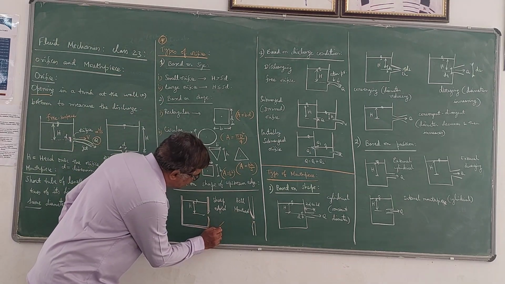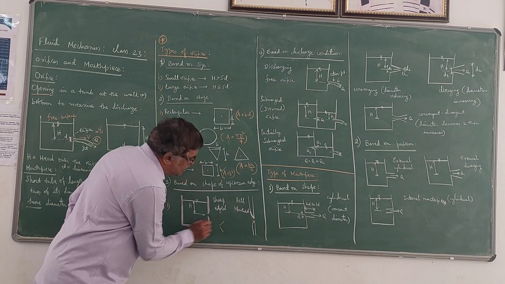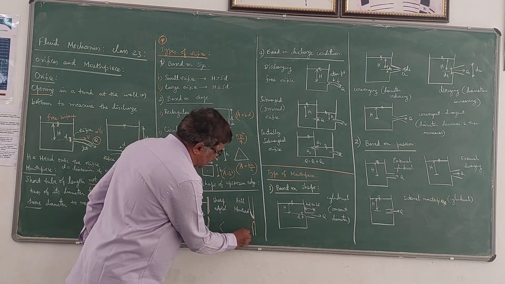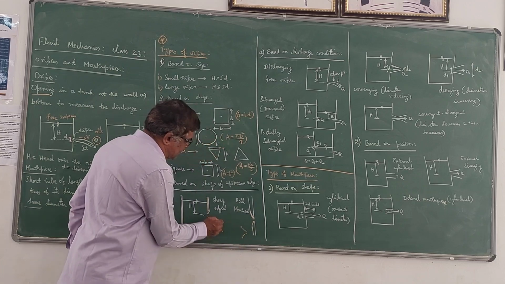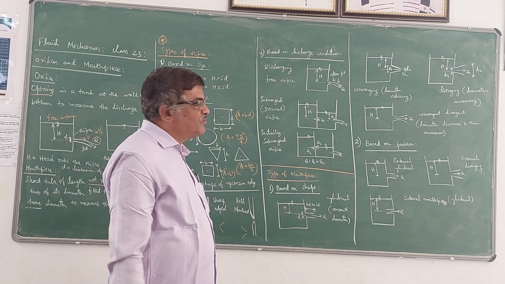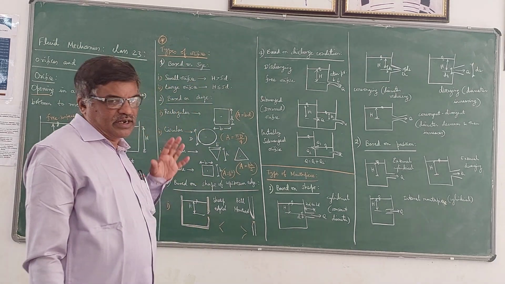So in this case, I have taken like this. In this case, it is opposite. So that means it is like this. So it can be classified as sharp-edged and bell-mounted. Coming to the fourth classification based on discharge condition.